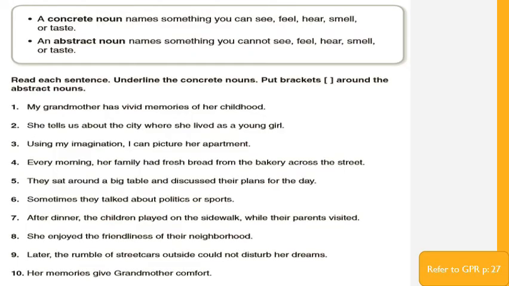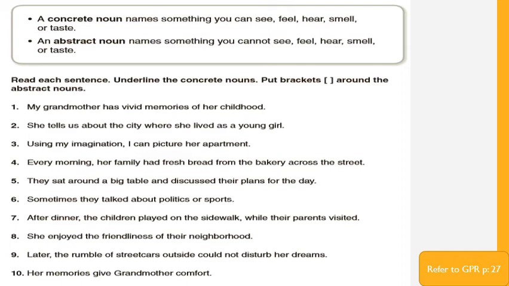Okay, on page 27 you will find a question related to concrete and abstract nouns. Read each sentence, underline the concrete nouns, and put brackets around the abstract nouns. Let's make number 1, for example. My grandmother has vivid memories of her childhood.